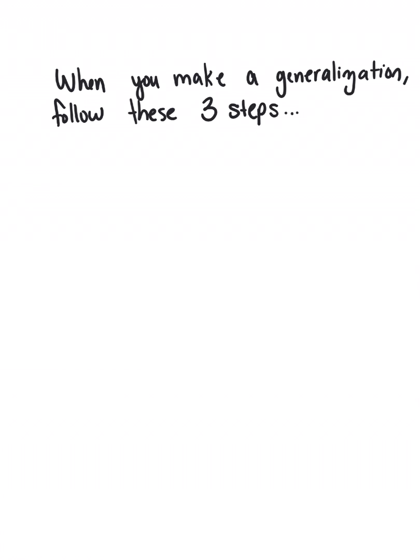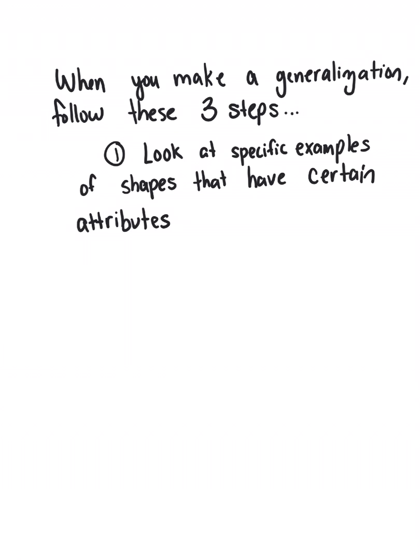with your writing. Okay, so in math class, when we make a generalization, we're going to follow these 3 steps. Step 1, we're going to look at some specific examples of shapes that have certain attributes. Remember that in 5th grade math, the shapes that we're looking at are typically what we call plane figures, which means they're just flat shapes. We haven't gotten to 3-dimensional shapes quite yet.